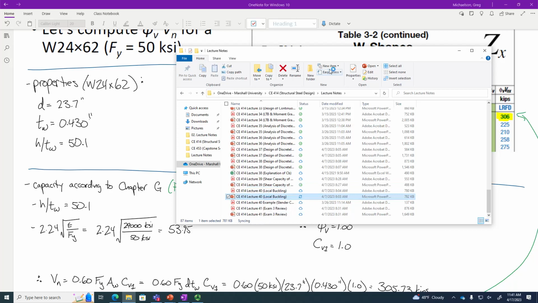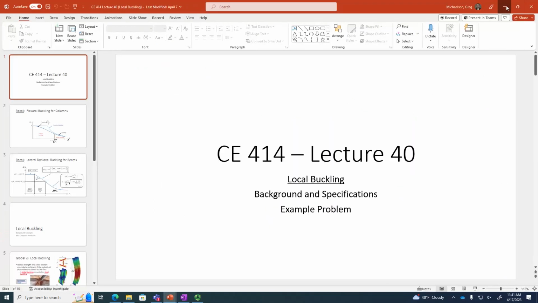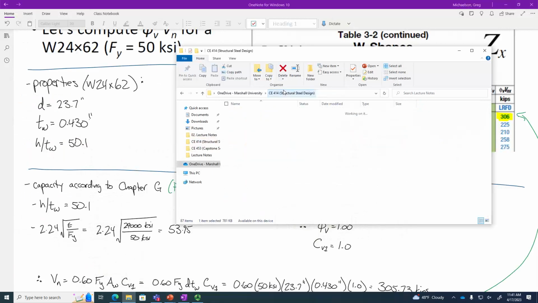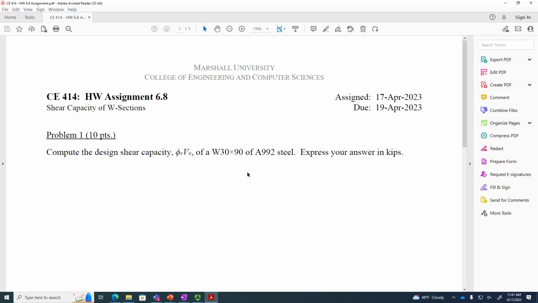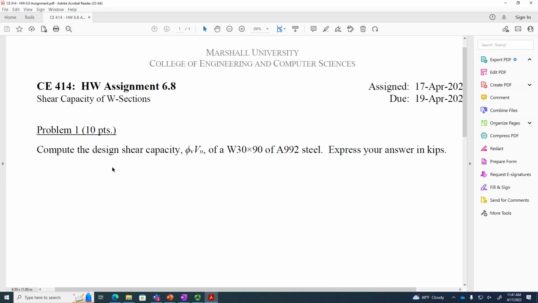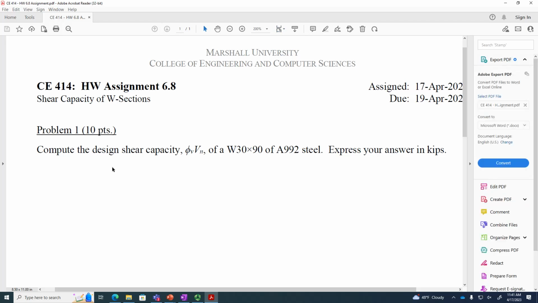All right. So I'm going to pull a couple things up to close this out. First off, I want to show you this upcoming homework. This is homework 6-8. Basically, I'm having you compute the shear capacity of a W30x90 section of A992 steel. One thing I don't believe I said in the problem: if you need to, assume it's unstiffened. Assume there are no stiffeners. I don't think that matters all that much, but if you need to make an assumption, assume it's unstiffened.